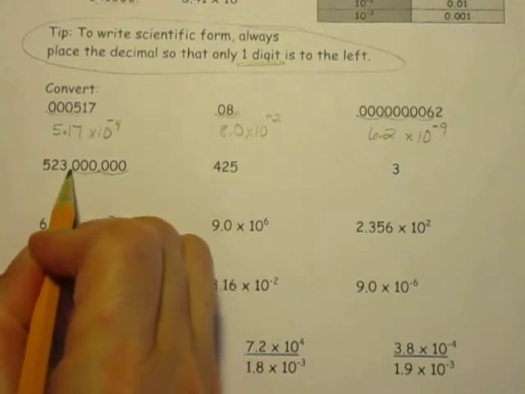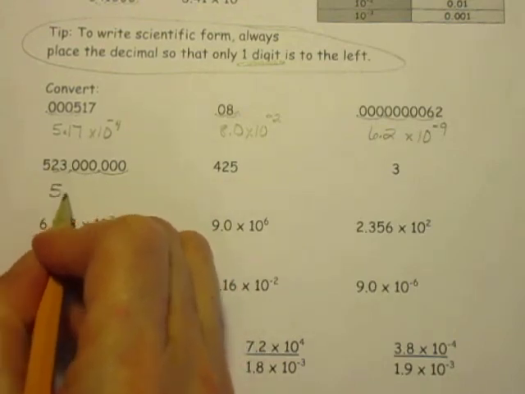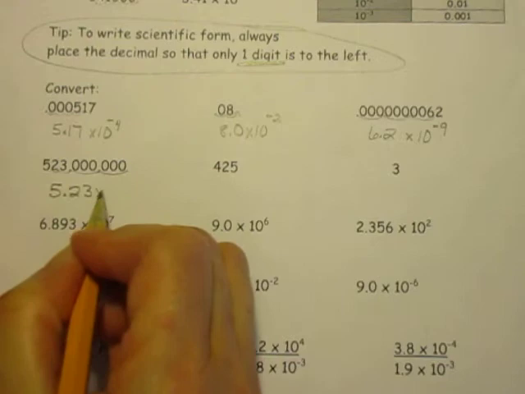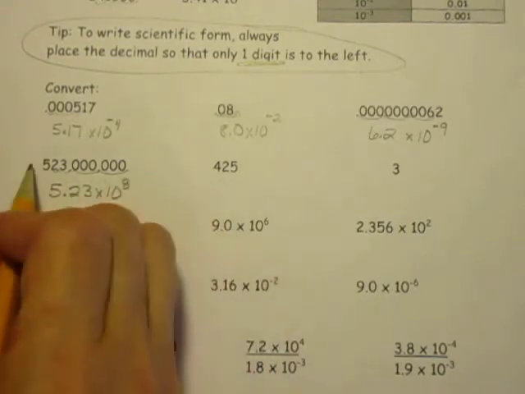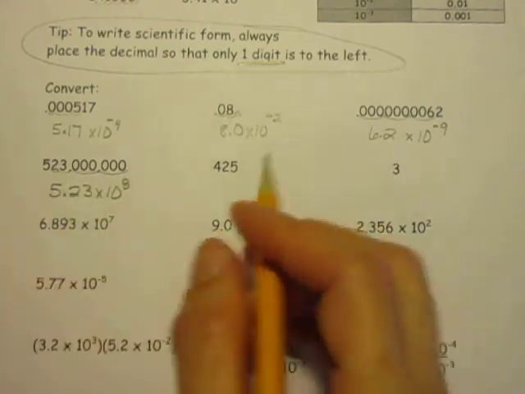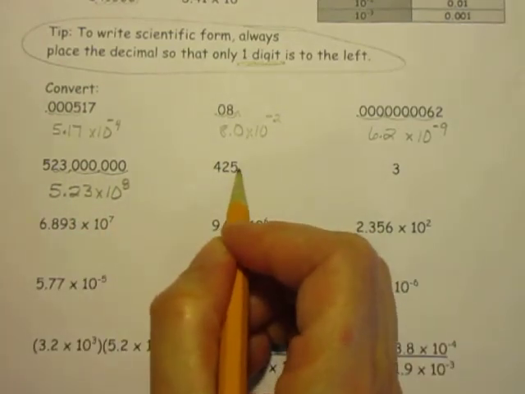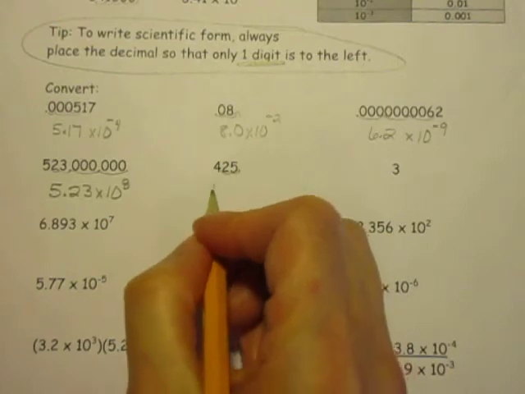3, 6, 7, 8. So this would be 5.23 times 10 to the 8th. And that's a positive 8 because that's a big number. Positive exponents are big numbers. So here we have an implied decimal here. We're going to move it back 2 places.